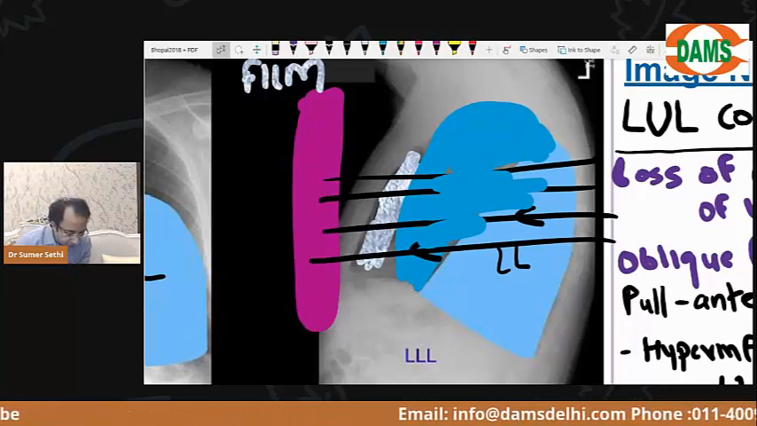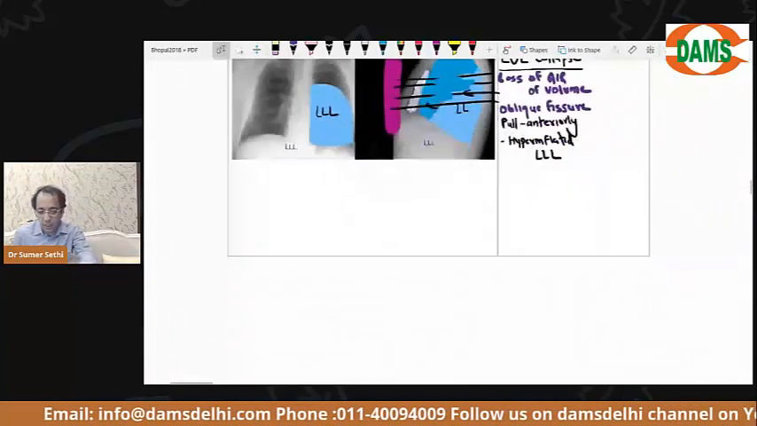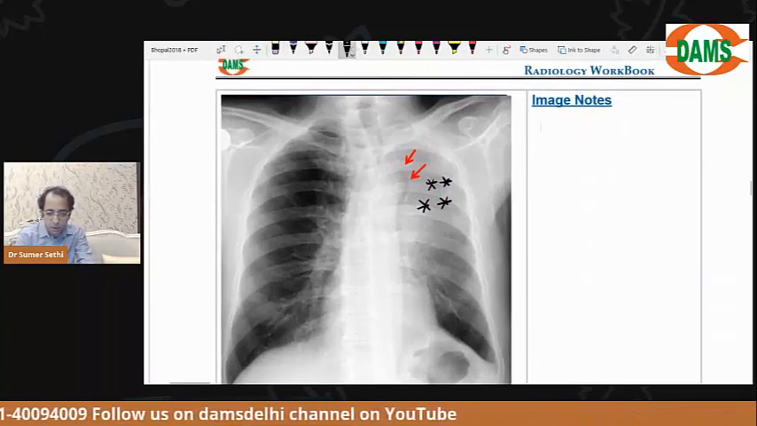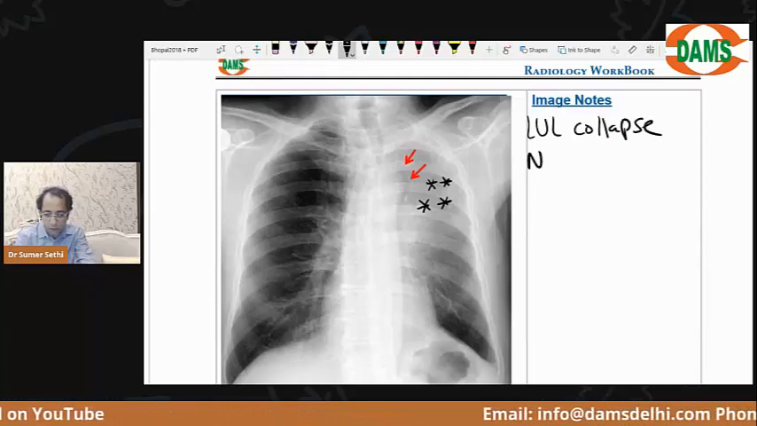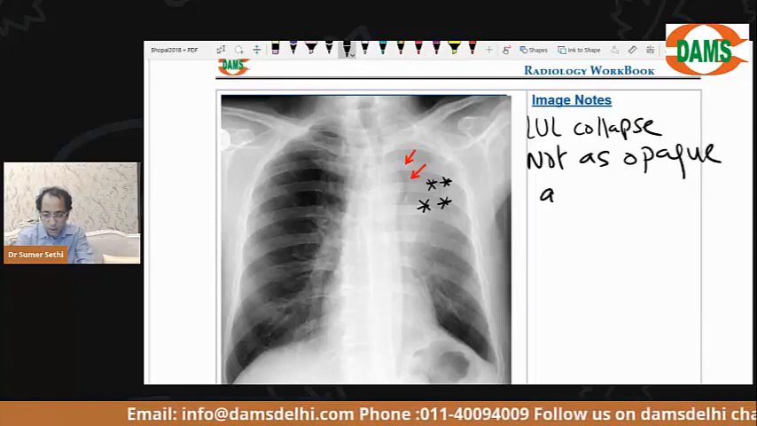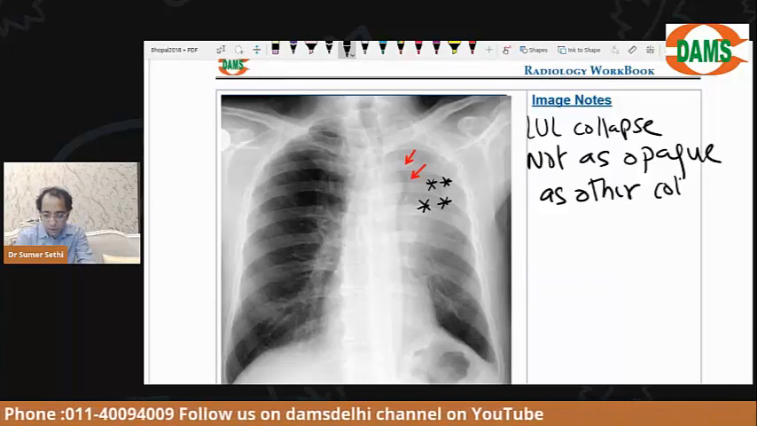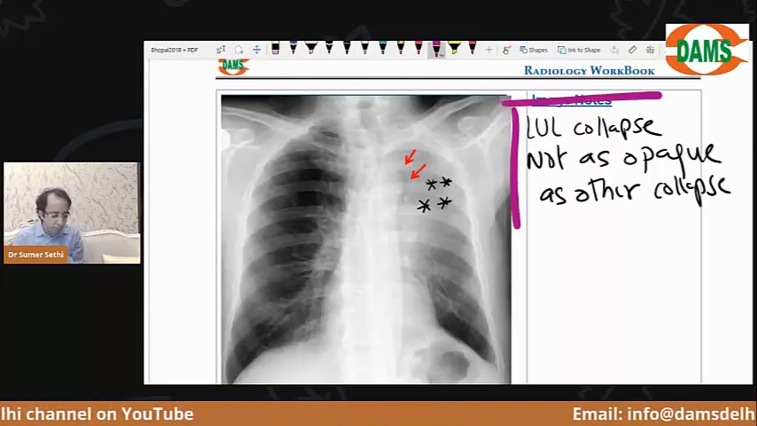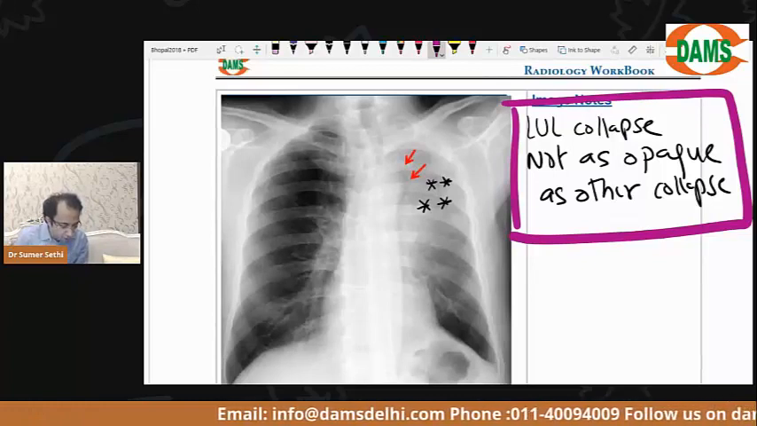Everybody understands? Yes. So now we understand left upper lobe collapse will not be as opaque as other collapses. Do you agree? On the right side, we saw it was totally white. Left upper lobe collapse will not be as white as we thought.